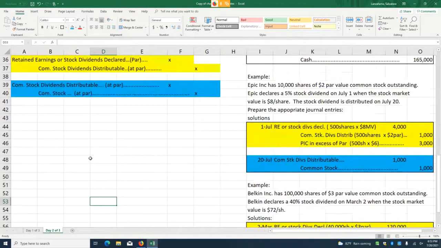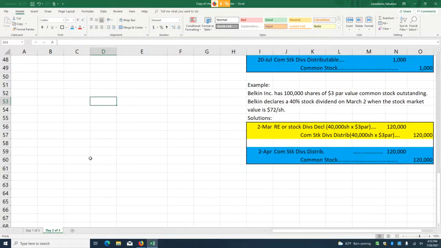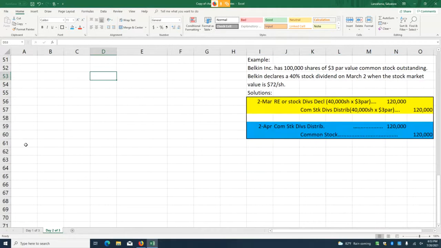All right, so let's go. I'm going to scroll down. So this is kind of like a new topic in essence. We're going to talk about cash dividends: common stock dividends versus preferred stock dividends.